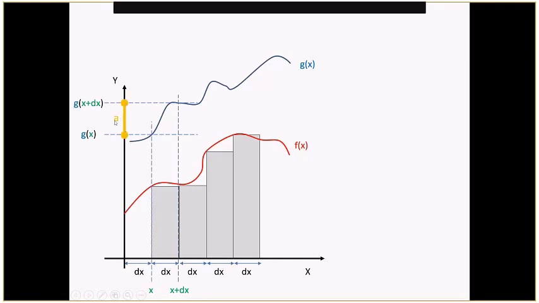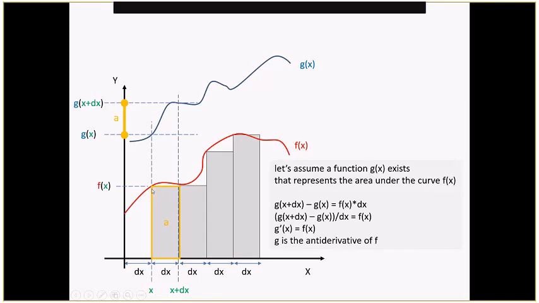Let's call this a, which is a one-dimensional value, and if that a is the same as the area of this rectangle highlighted in yellow, then function g is the function that I'm looking for to help me compute the area under the f. So this will be f of x at the green x. So let's assume that function g exists. That represents the area under the curve f of x.